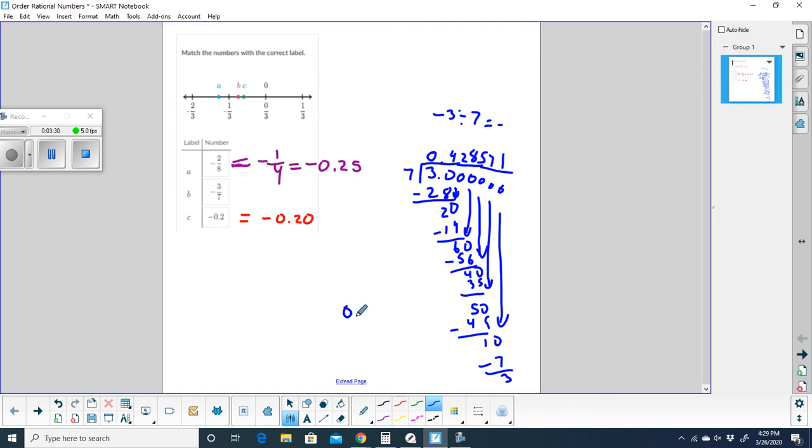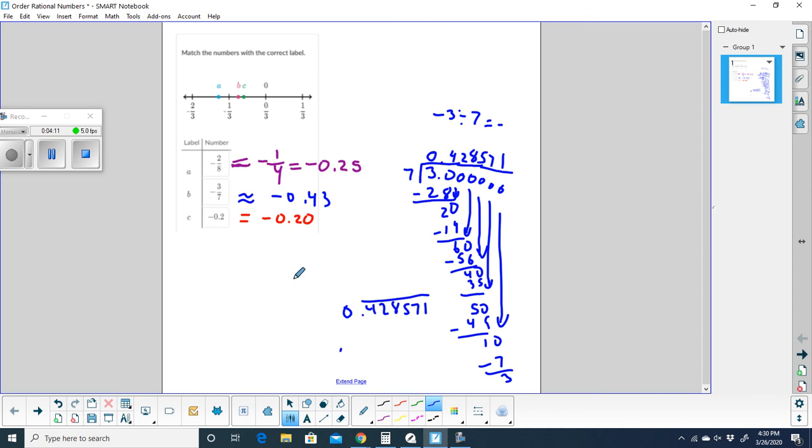So the answer is 0.42857 repeating, right? So it's 0.42857142857142857 going on forever. But this is approximately equal to, I'm going to round it, negative 0.43. Approximately equal to negative 0.43. And by the way, what I said was when I got to here, I already knew the answer. I went out 2 decimal places because now all 3 of these are out to 2 decimal places.